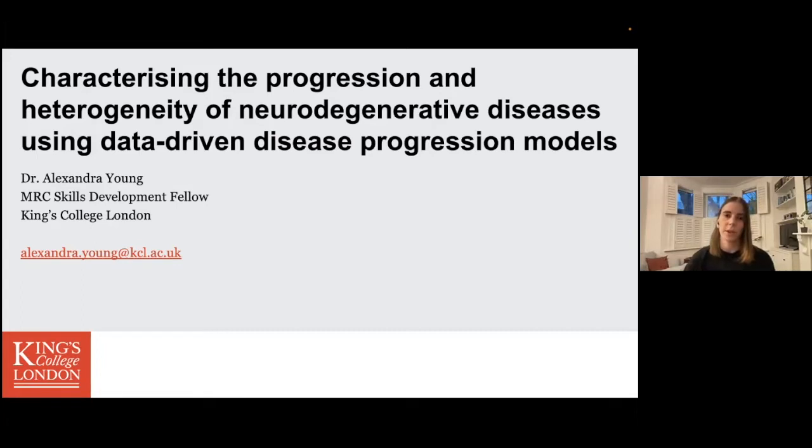I'm going to start off by talking about what disease progression models are and how they work. And then I'm going to talk a bit about the SuStaIn algorithm, which combines disease progression models with clustering, enabling you to estimate subtypes as well as disease progression patterns. And then I'll talk about applications in a few different conditions. And finally, I'll discuss how to apply these methods in your own research for anyone who's interested in doing so.